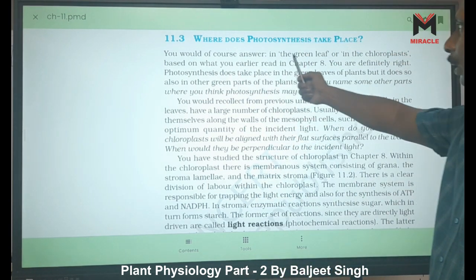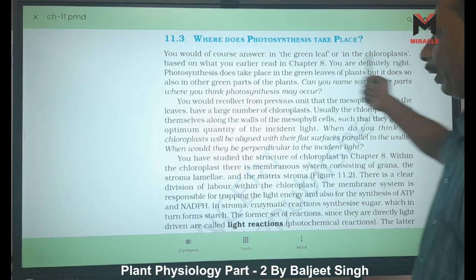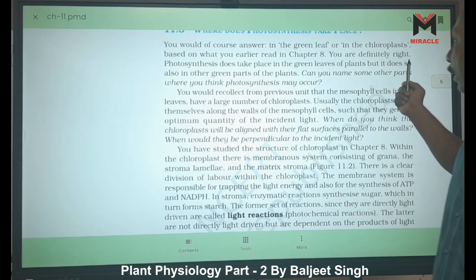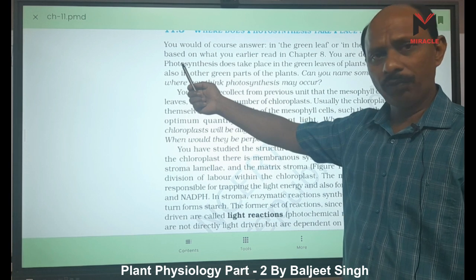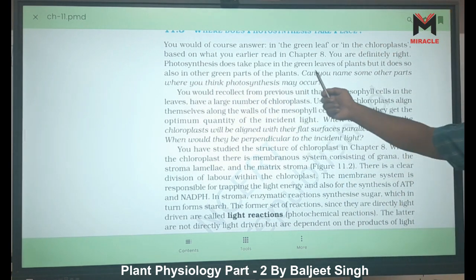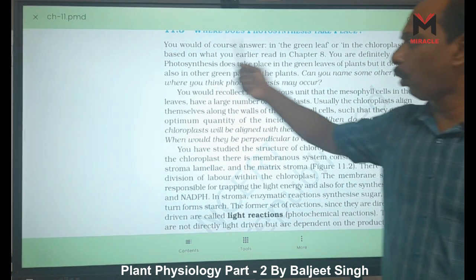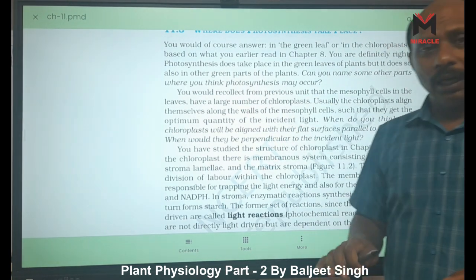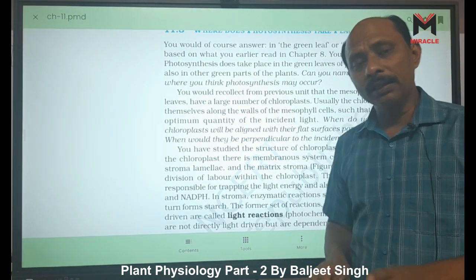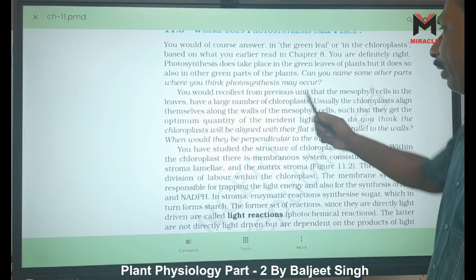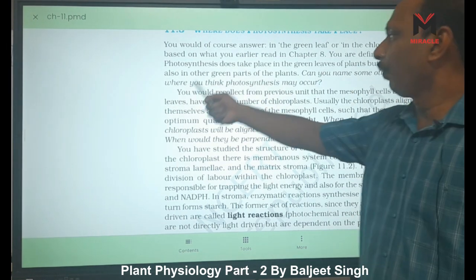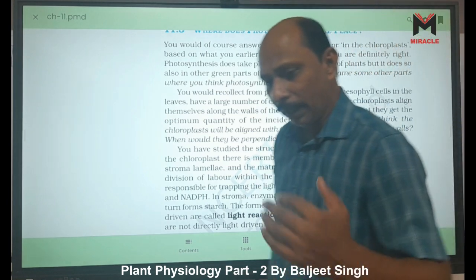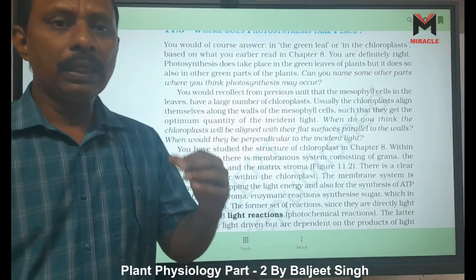You would of course answer the green leaves or the chloroplast, based on what you earlier read in chapter 8, right? You are definitely right. Photosynthesis does take place in green leaves of the plant, but it does so also in other green parts of the plant. I already told you, all the green part of the plant is involved in photosynthesis. That is here: can you name some other part where you think photosynthesis may occur? I'll tell: green stems, green calyx.